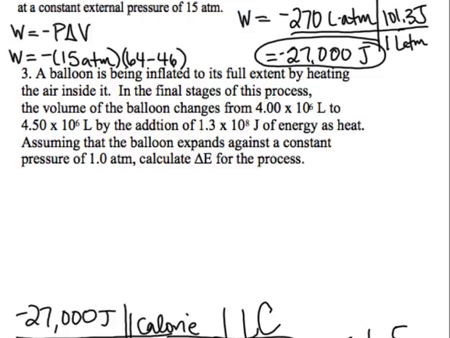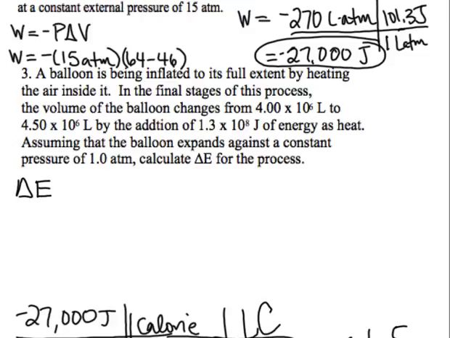A balloon is being inflated to its full extent by heating the air inside it. In the final stages of this process, the balloon changes from 4 million to 4.5 million liters. That is one hell of a big balloon. By the addition of 1.3 times 10 to the 8 joules of energy. Assuming that the balloon expands against a constant pressure, calculate the delta E.